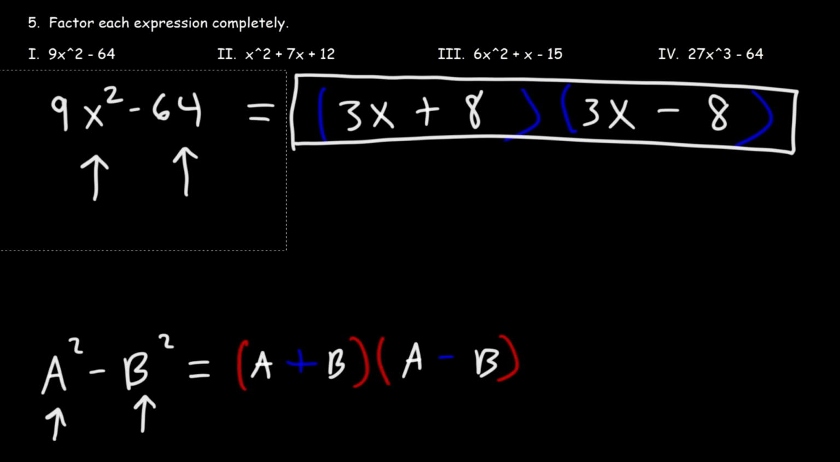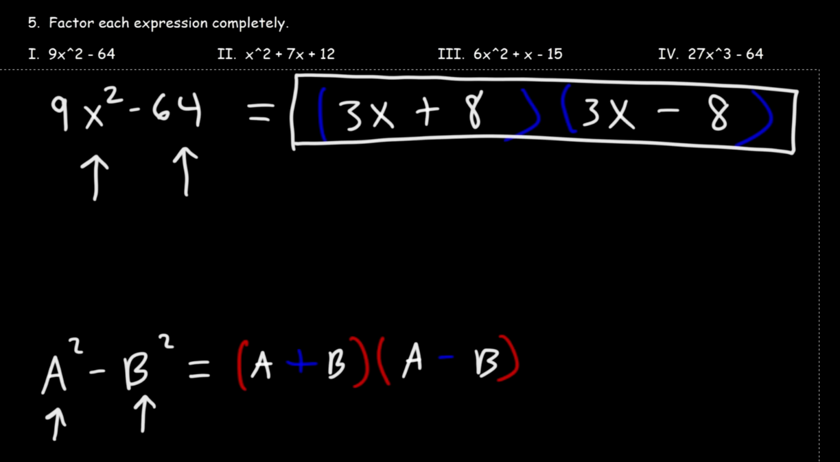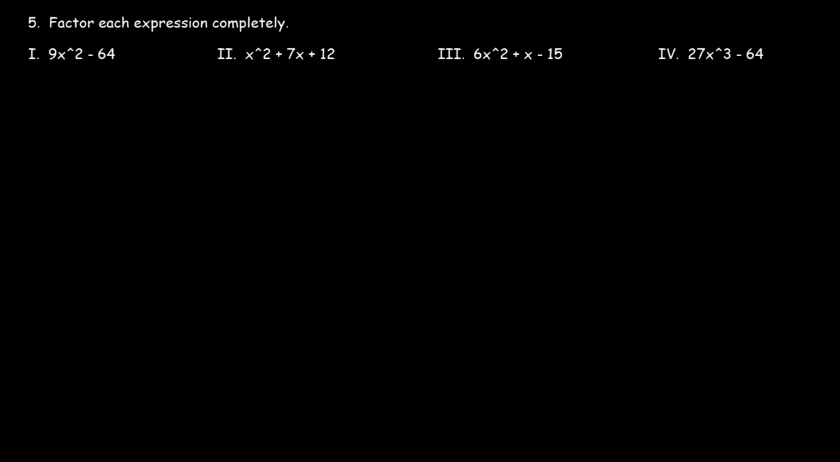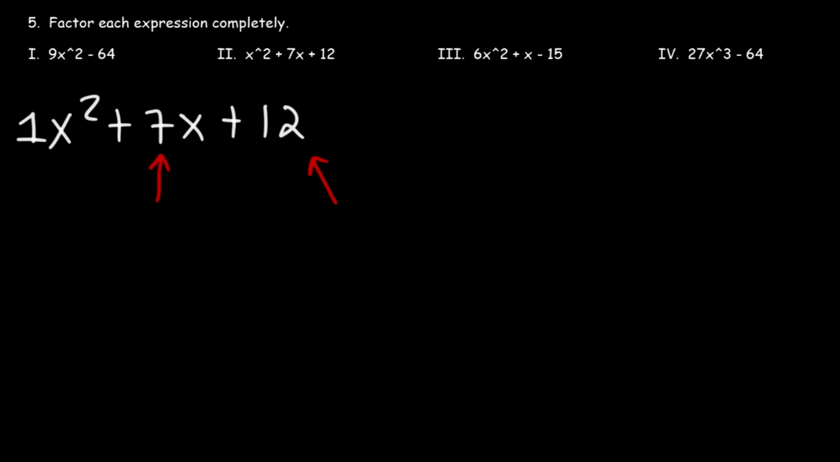Now let's move on to the second one. So here we have a trinomial with a leading coefficient of 1. How can we factor this expression? For a situation like this, here's a quick and simple method. Find two numbers that multiply to 12, but that add to the middle coefficient of 7. So what two numbers multiply to 12 but add to 7?